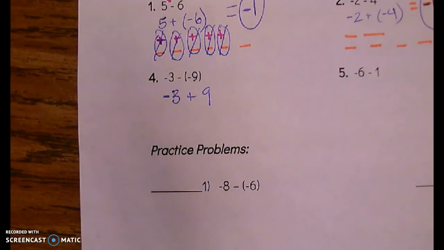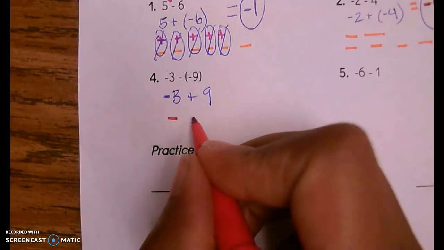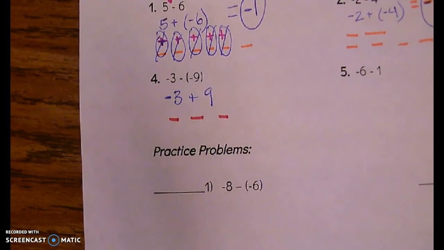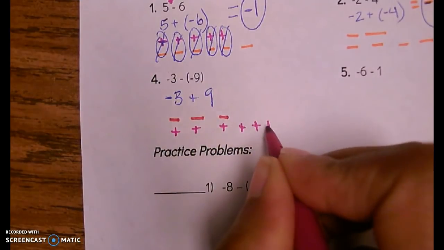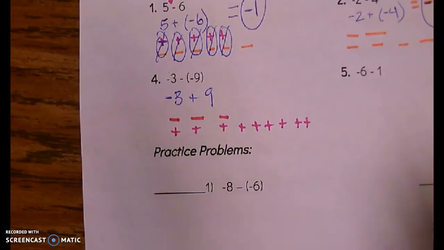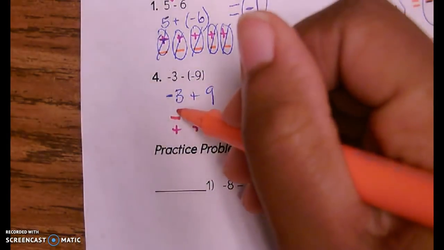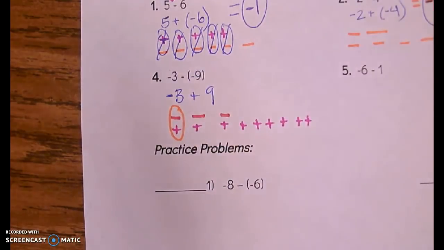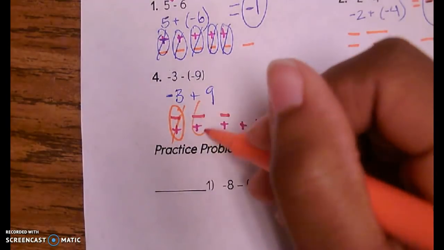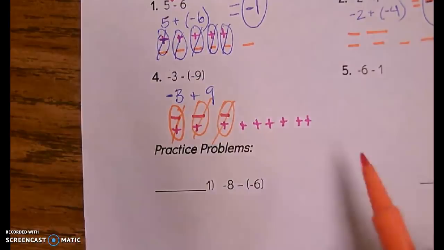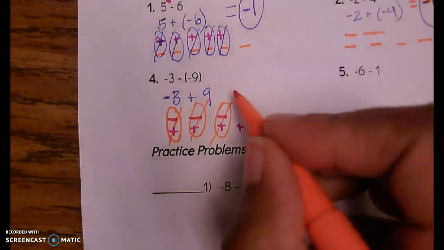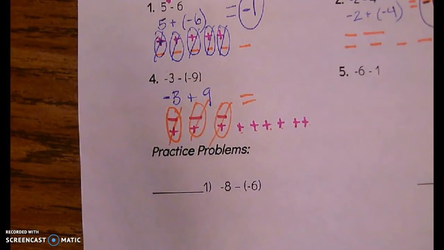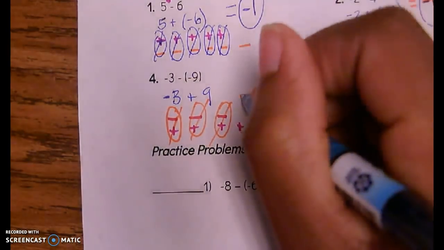Then we will draw our pictures. We have 3 negatives, and we have 9 positives. 1, 2, 3, 4, 5, 6, 7, 8, 9. I'm going to circle my 0 pairs. Cancel that out. Cancel that out. Cancel that out. What do I have left? 1, 2, 3, 4, 5, 6. My answer is going to be positive 6.